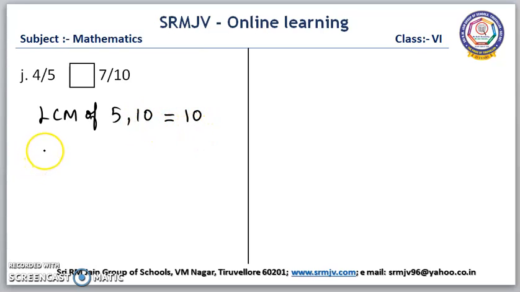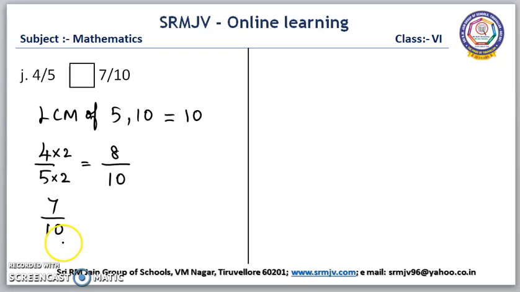So we have to change the given fractions to like fractions. 4 by 5. In the 5 table, 5 2s are 10. So we have to multiply the numerator by 2. Then we will get 8 by 10. The second fraction 7 by 10. Here already the denominator is 10. So no need to change the second fraction.